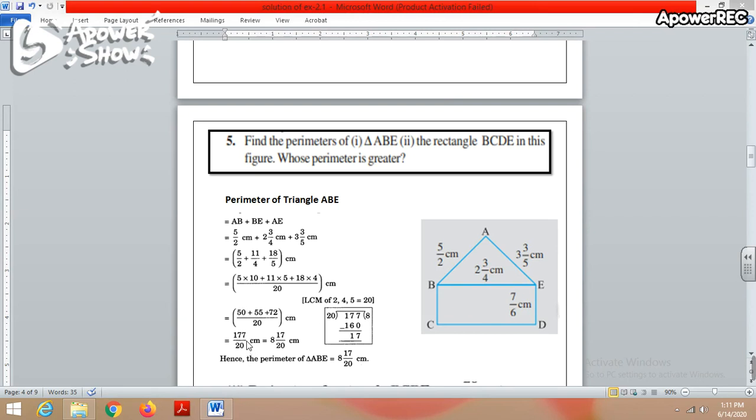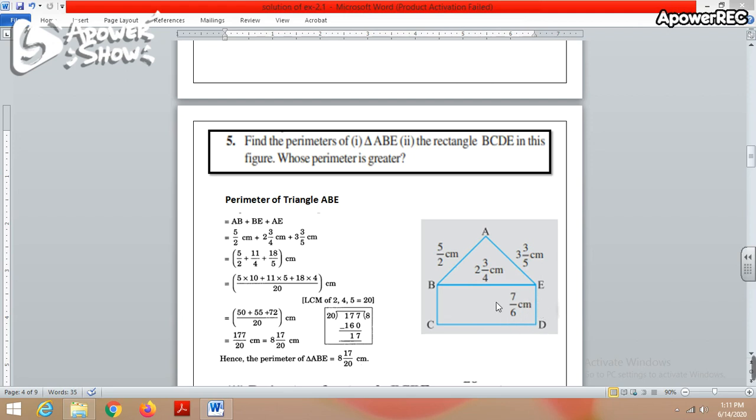So now we are going to express this improper fraction as a mixed fraction. So the answer is 8 17 by 20. So the perimeter of triangle AB is 8 17 by 20. Now we are going to find out the perimeter of this rectangle BCDE. So for finding the perimeter you have to first find out its length and breadth.